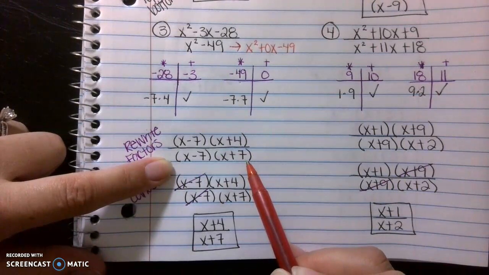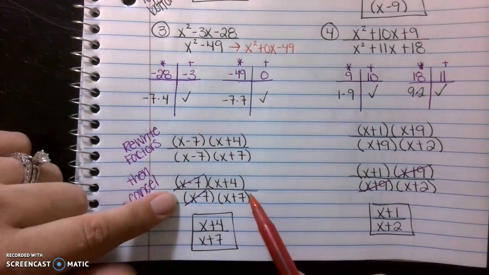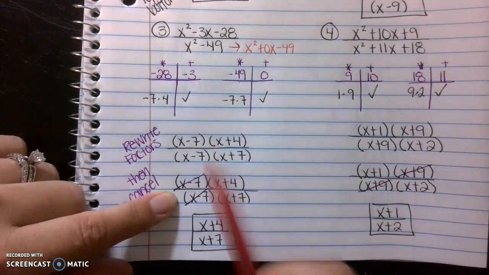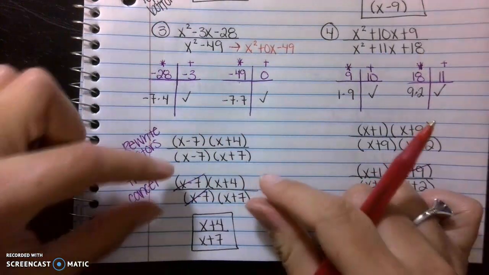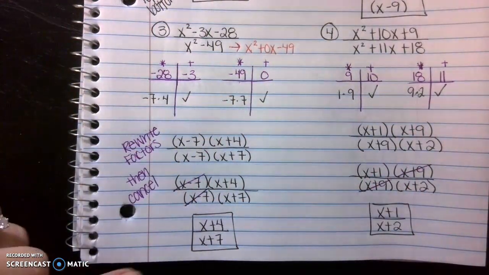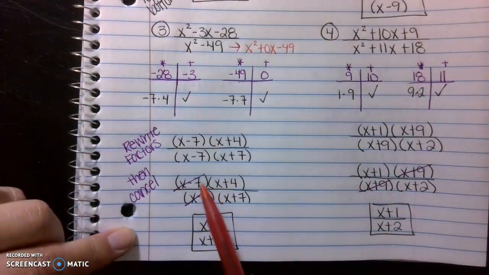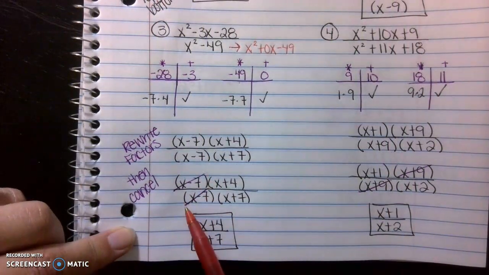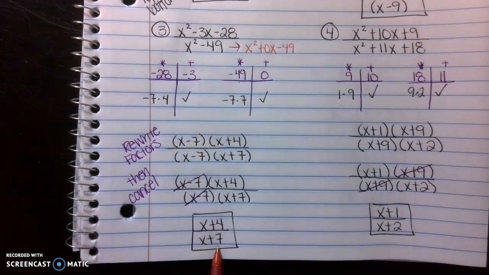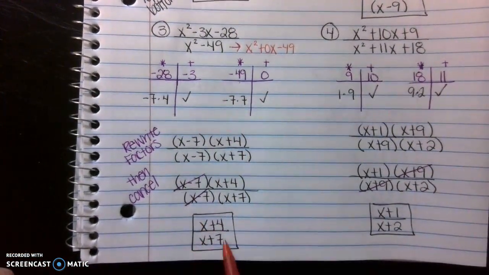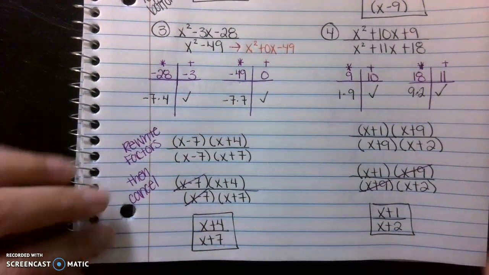And then from there, you want to go ahead and cancel your like terms. Now, I wrote this again so you guys could see my work a little bit more, but you probably just will cancel it right here, and that's completely fine. But I put an extra step in here to hopefully help you see it a little bit better. I canceled my x minus 7s, and I'm left with, right, x plus 4, x plus 7 as my answer. And again, if you have parentheses around those, that is completely fine.